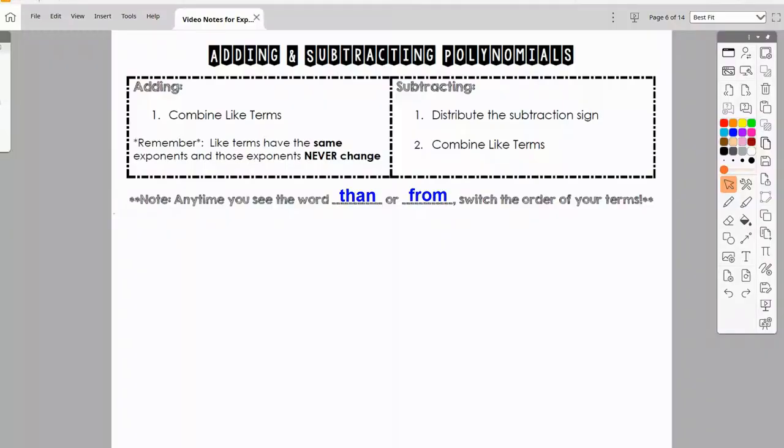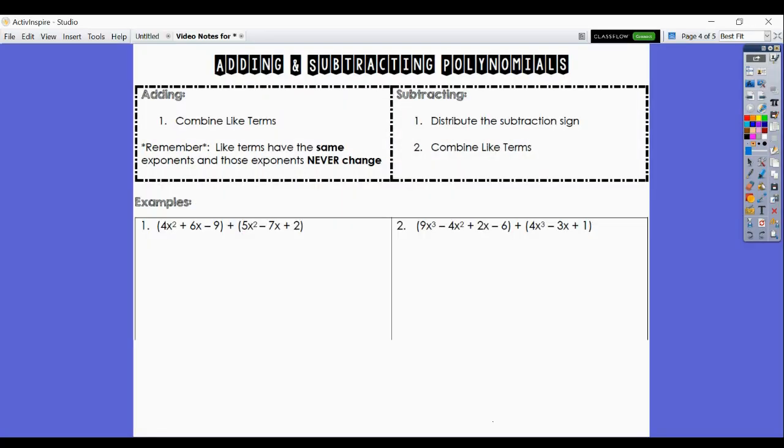Make note that anytime you see the word "than" or "from," you'll have to switch the order of your terms in your problem. So let's go ahead and try example number 1. We have 4x squared plus 6x minus 9 plus 5x squared minus 7x plus 2. We have addition between them, so we will just combine like terms following the steps of addition.